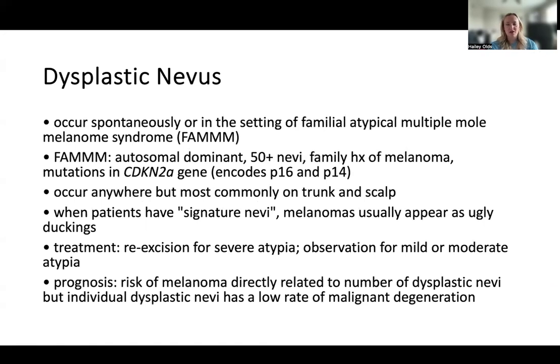So these can also occur in the FAMMM syndrome, so familial atypical multiple mole melanoma syndrome, or it can just occur spontaneously. But for FAMMM, that's a mutation in the CDKN2A gene, which encodes P16 and P14. And then when patients have like a signature nevus pattern, the ugly duckling is usually the melanoma. So you should biopsy anything that doesn't look like their typical moles. And then most people do observation for mild or moderate dysplastic nevi, and then re-excision for severe dysplastic nevi.